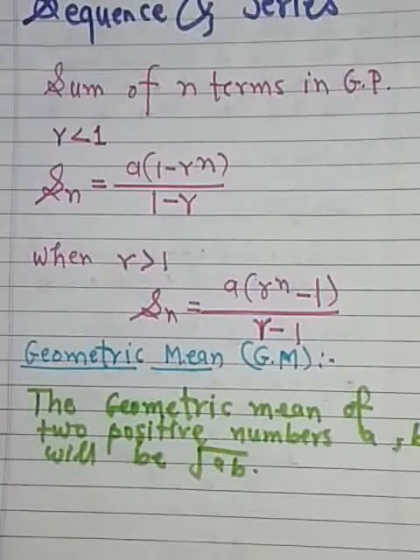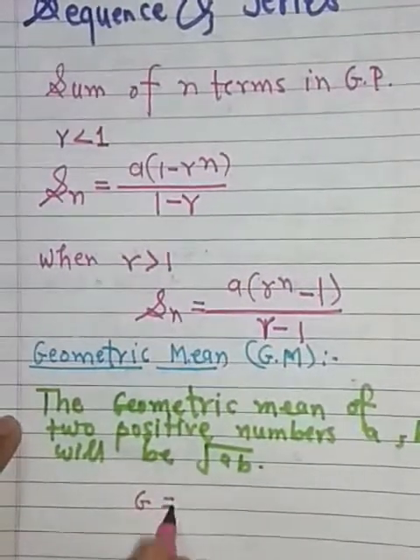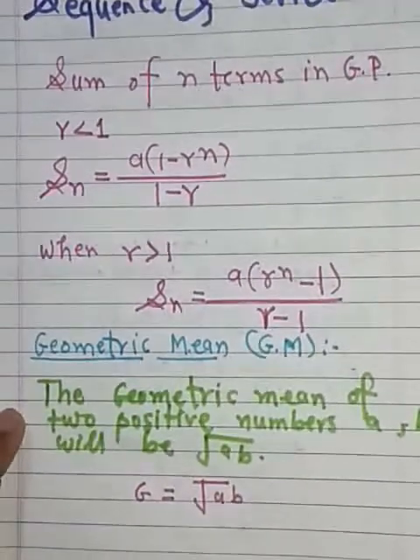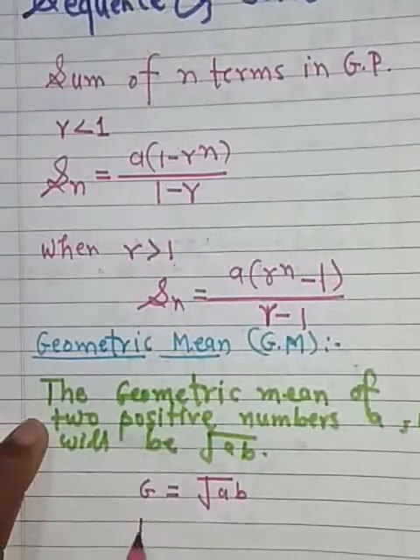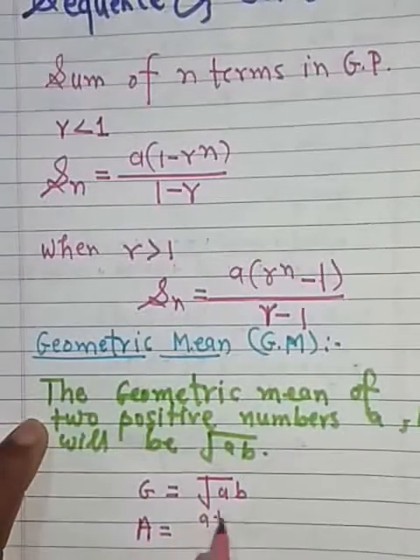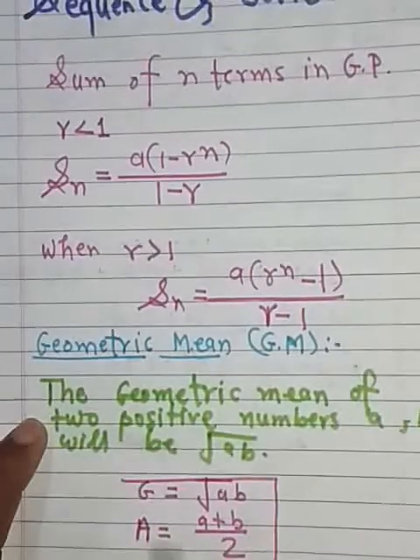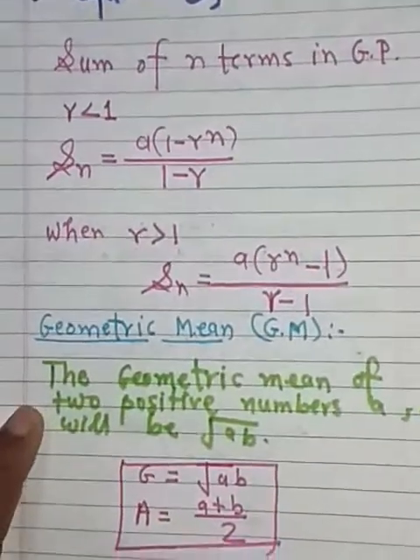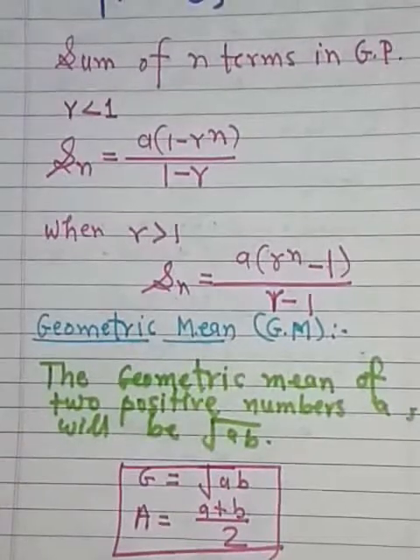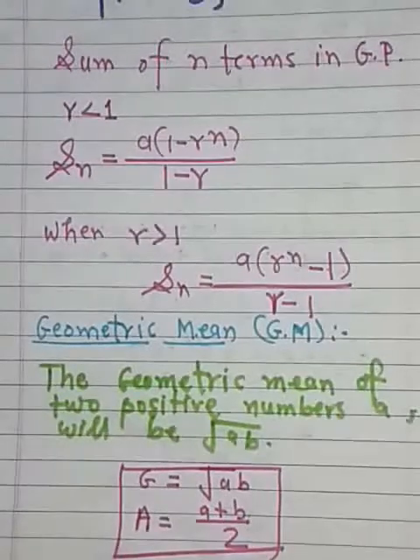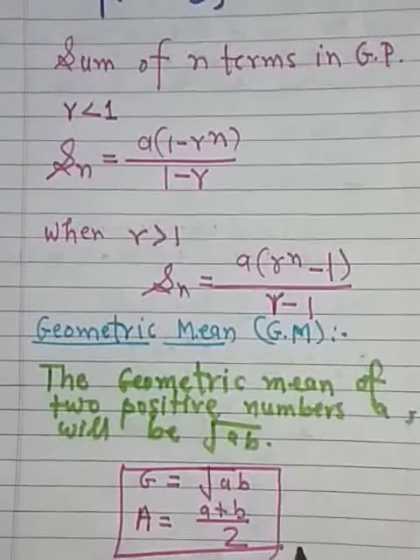So geometric mean G is equal to under root ab, and we know the formula of arithmetic mean A is equal to a plus b upon 2. Both these formulas are very important. All these are the formulas related to exercise 9.3. Now we will study the questions of the 9.3 exercise. The formula is completed till here.